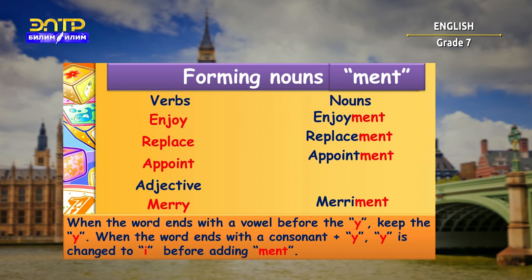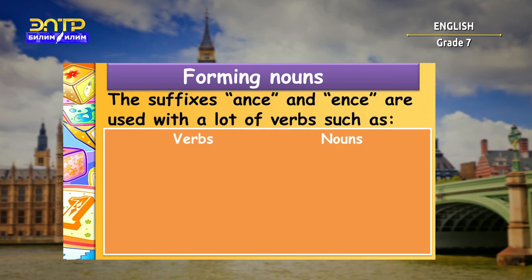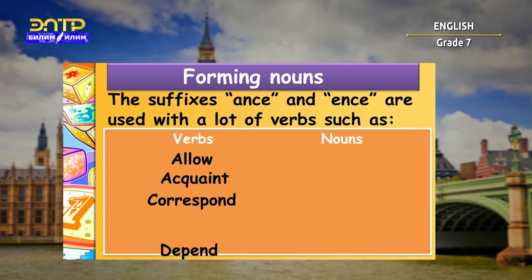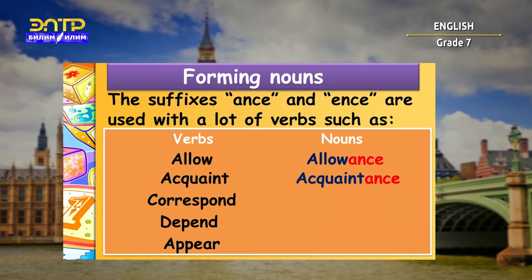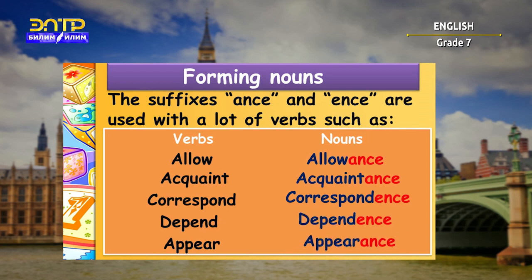merriment. The suffixes -ance and -ence are used with a lot of verbs such as allow, acquaint, correspond, depend, appear. And the nouns will be allowance, acquaintance, correspondence, dependence, appearance.